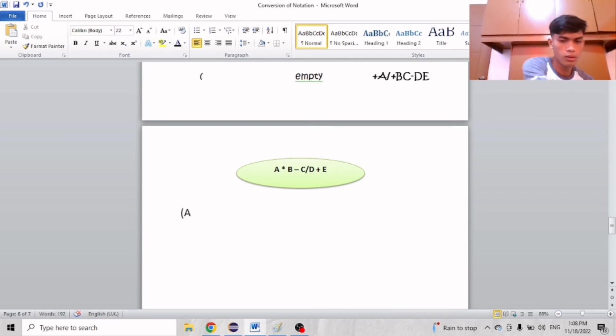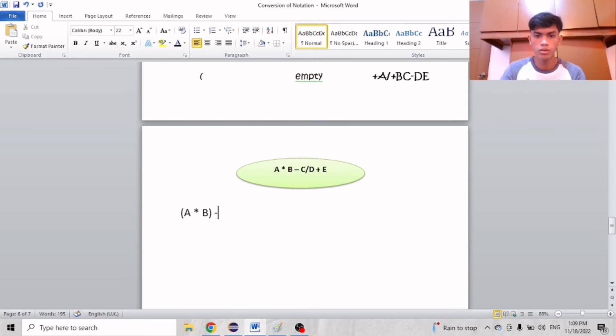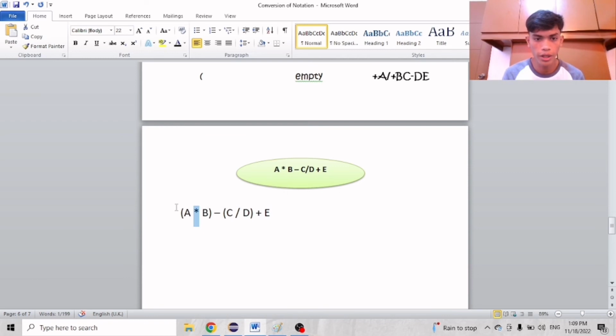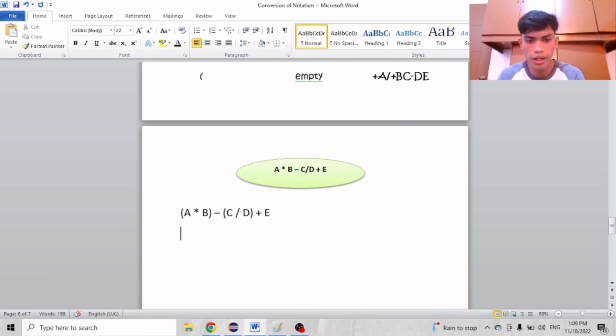E, B, B, minus. Did you notice why those two are inside brackets? It's because they are the next high priorities compared to the minus and the plus. So that's understandable. Since this is prefix, we put it here. So it becomes like this.